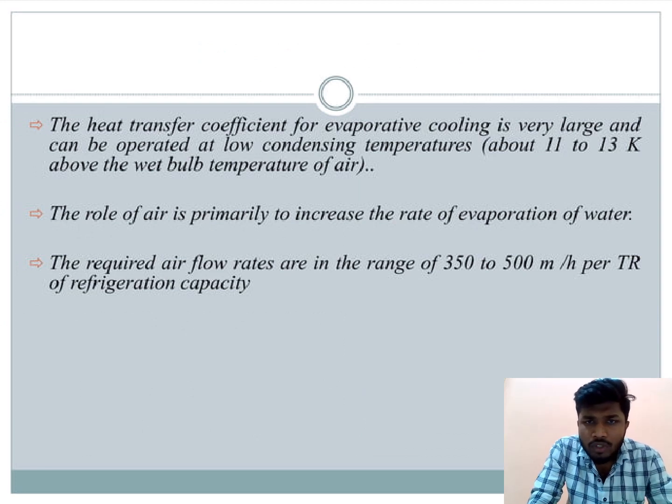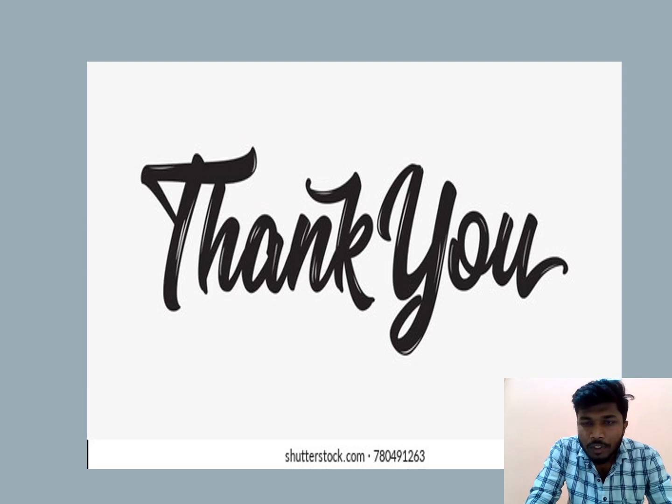The heat transfer coefficient for evaporative cooling is very large, and it can be operated at low condenser temperatures, about 11 to 13 kelvins above the wet bulb temperature. The role of air is primarily to increase the rate of evaporation of water. The required air flow rate is in the range of 350 to 500 cubic meters per hour per TR of refrigeration capacity. Thank you. This is about my concept video.